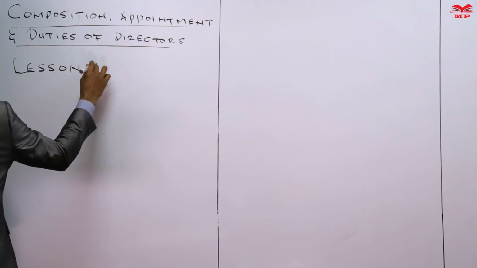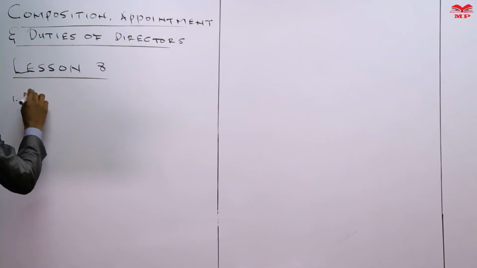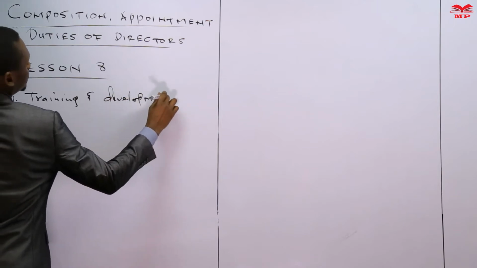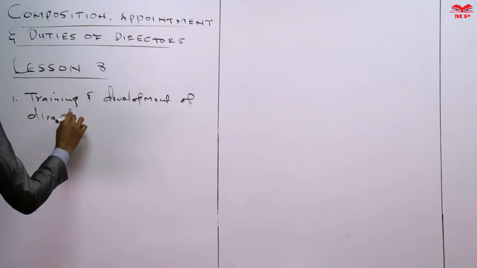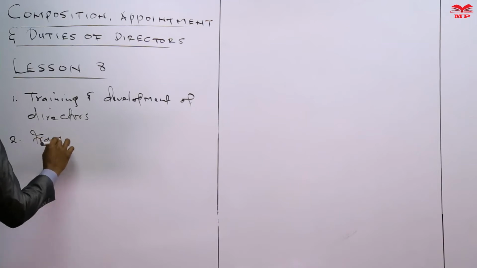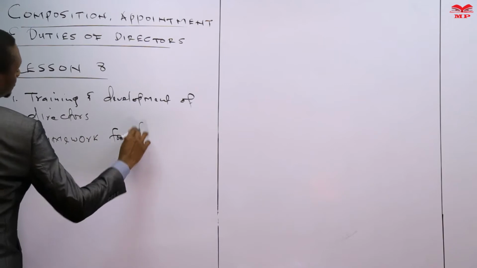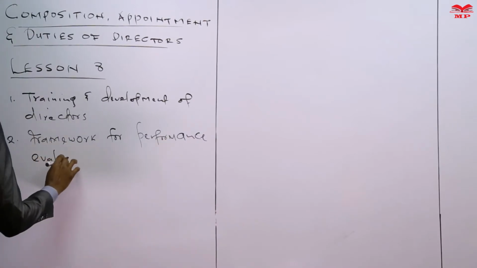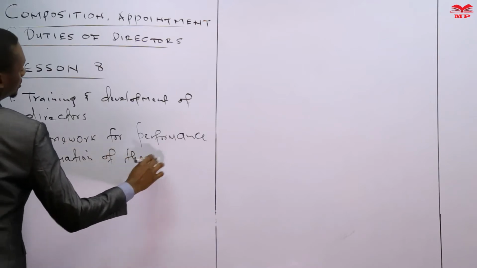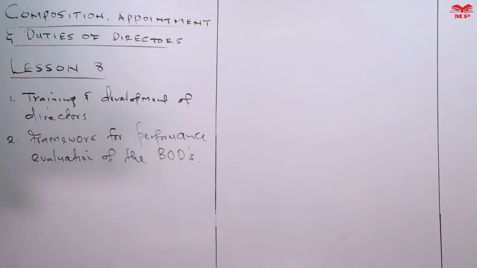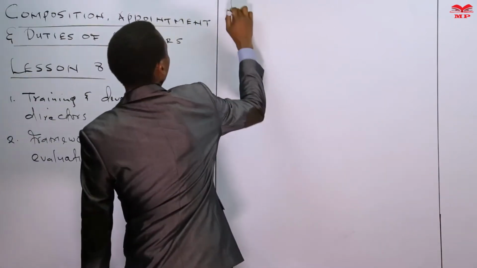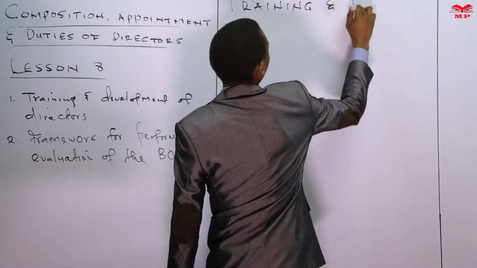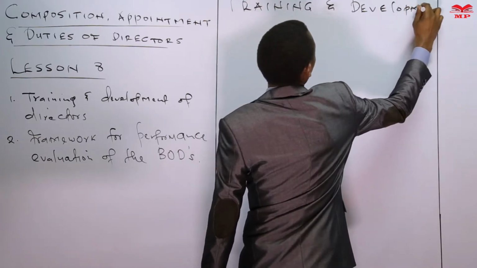Lesson 8, where we'll be taking the items 1, training and development of directors, and 2, framework for performance evaluation of the board of directors. So we start off by looking at training and development of directors.